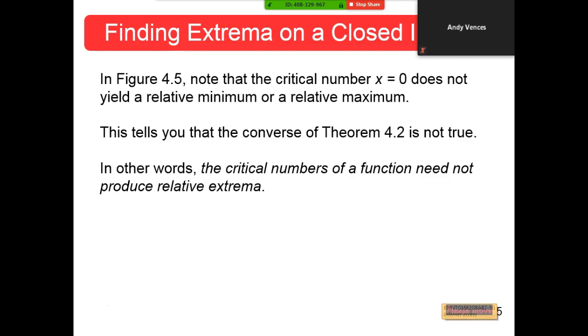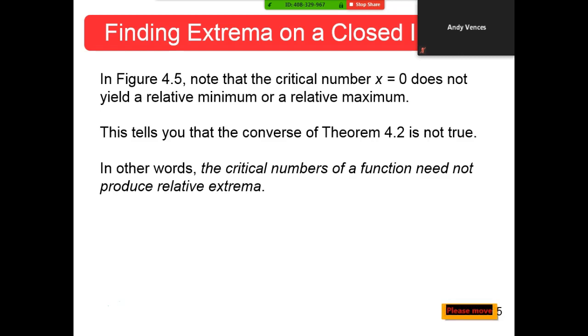And that tells you that the converse of theorem 4.2 is not true, which I kept saying. Just because it's a critical number does not guarantee a relative maximum or minimum. However, if it's a relative maximum or minimum, it's got to be a critical number. So it works one way, but not both ways. In other words, the critical numbers of a function need not produce relative extrema. They usually do. You expect them to, but they don't have to. But every relative extrema has to occur at a critical number.